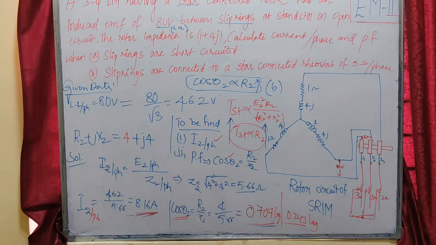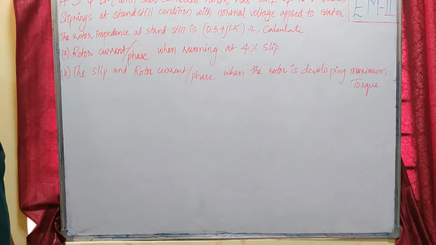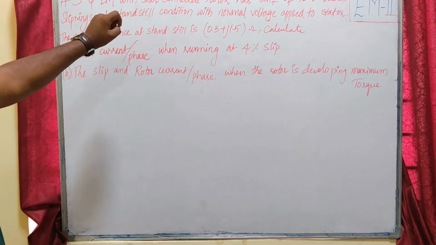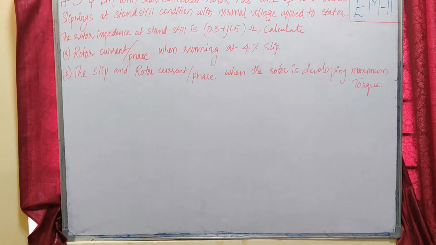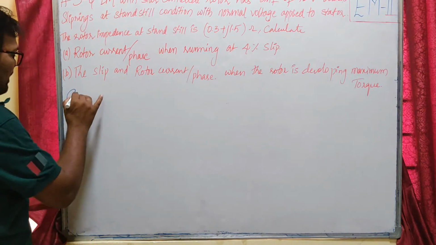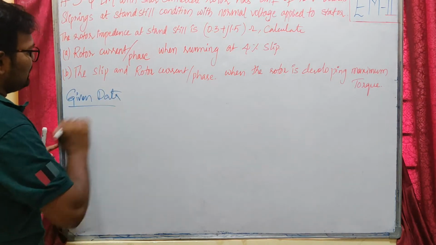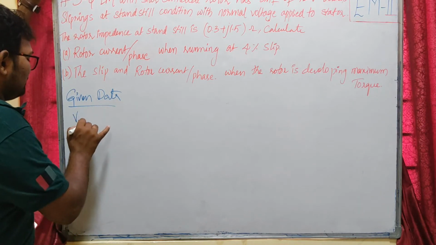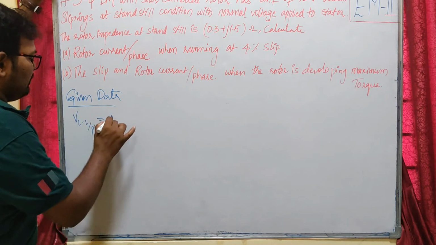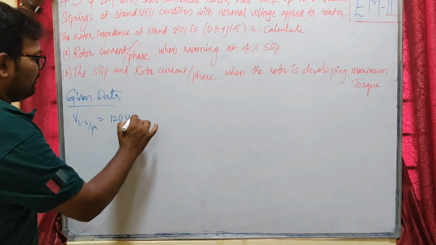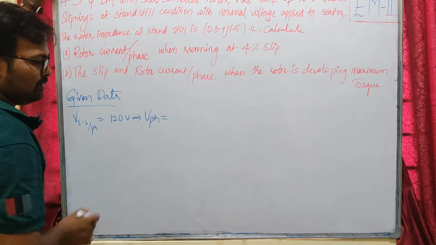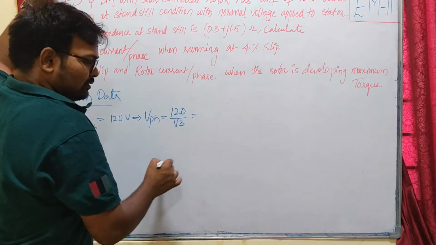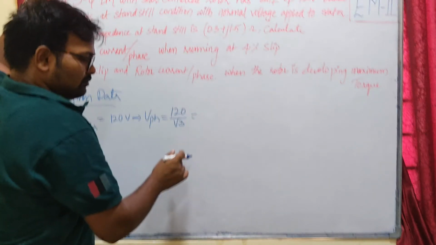Okay, so let us see another problem. A 3-phase induction motor with star connected rotor has an EMF of 120 volts between the slip rings. We need to write the given data first. The rotor EMF between the slip rings is the line to line voltage, that is 120 volts. If we convert this to phase voltage, V phase equals 120 by root 3.